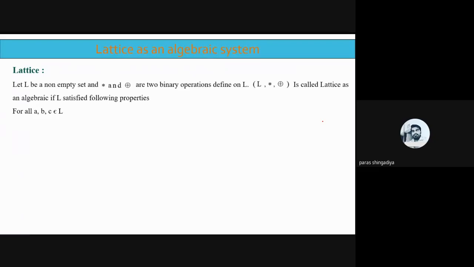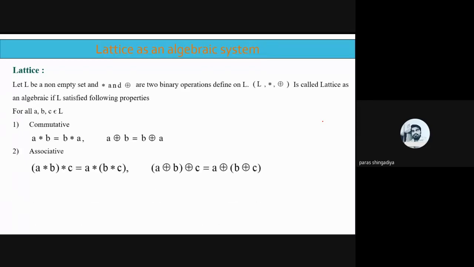So to define the algebraic lattice as an algebraic system, the L should satisfy the following properties. The first property is commutative, which means A star B should equal B star A, and A ring sum B is equal to B ring sum A. The second one is associative, that is, A star B star C is equal to A star B star C, and A ring sum B ring sum C is equal to A ring sum B ring sum C.